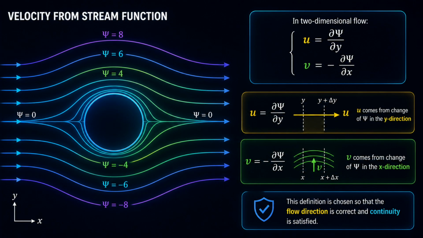From this single function, psi, we can directly get the velocity components. The x component of velocity u is equal to the partial derivative of psi with respect to y. The y component of velocity v is equal to the negative of the partial derivative of psi with respect to x. This looks a little different from the velocity potential. Still, it is deliberately chosen this way so that the mathematics correctly matches the direction of flow and automatically satisfies mass conservation.